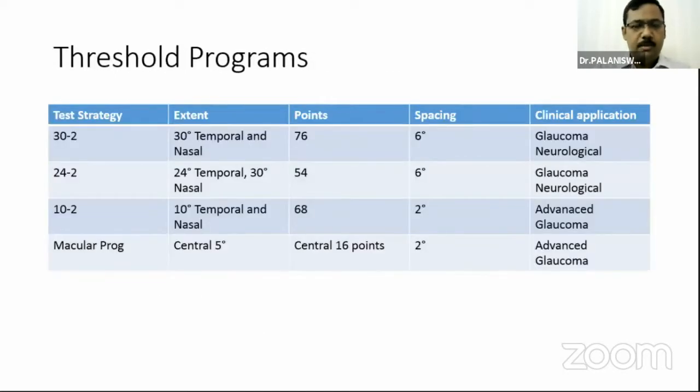We have multiple programs like the 30-2, in which the points are 6 degrees apart, 24-2, after the edge points are removed, and we have the 10-2, which is the central 10 degrees, in which the points are 2 degrees apart, and the macula program, which has the central 16 degrees of the 10-2. In this, the points are 2 degrees apart.